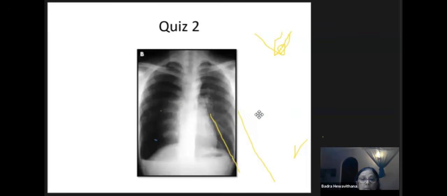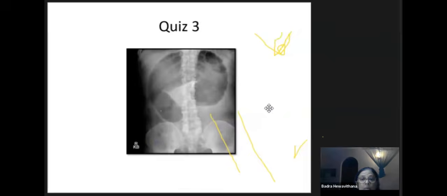Another one. So this is the same case that we did before. So I am doing the quizzes, not y'all. So this is tension hydropneumothorax. Earlier we saw the pneumothorax. So this is hydropneumothorax. What about this one?